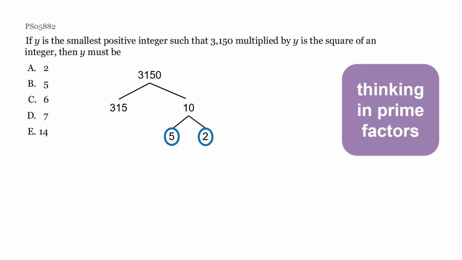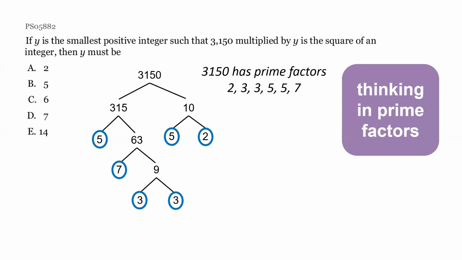As for 315, I can see it's a multiple of 5, so I'll work out the next branches are 63 and 5. 63 is 7 times 9, 7 is a prime number, and 9 is 3 times 3. So 3,150 has the prime factors 2, 3, 3, 5, 5, 7. Next, there's a piece of information that we haven't used. 3,150 multiplied by y is the square of an integer.